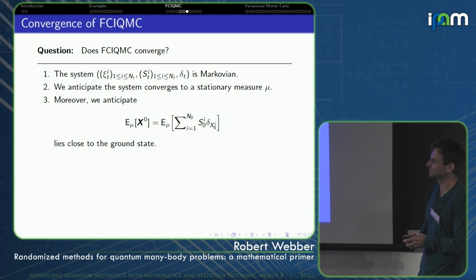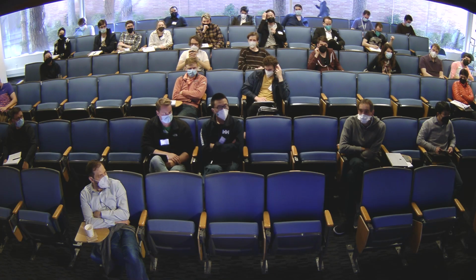Yes, question? It's a rather naive question, so I cannot get any intuition about the third point, how we expect it to lie close to the ground state. I mean, at least from a physics point of view, I think we have stationary kinds of phases that are far from the ground state, but maybe I'm missing something here.